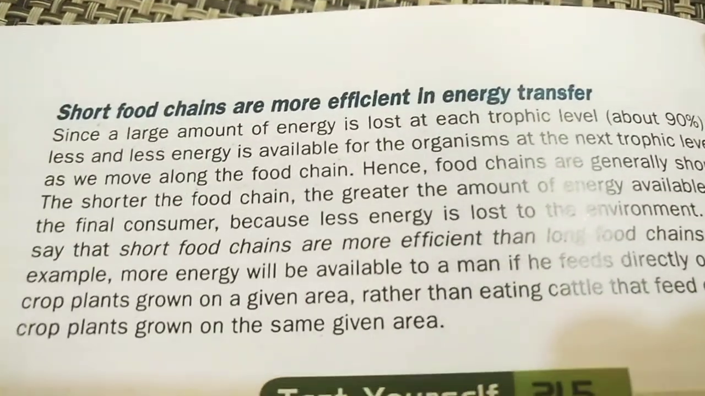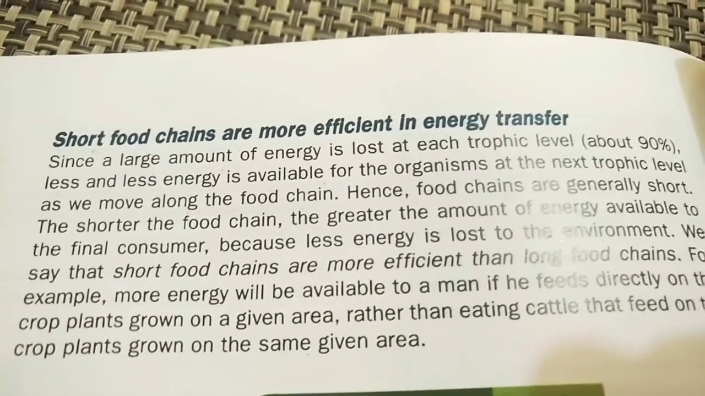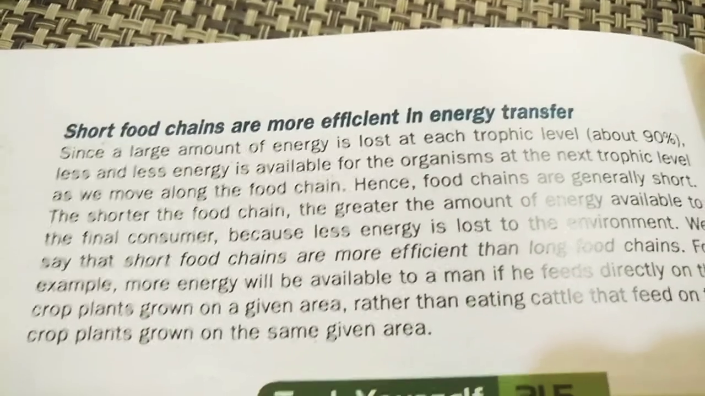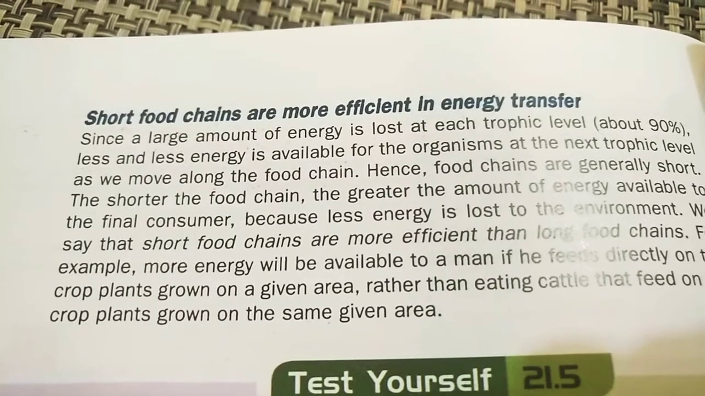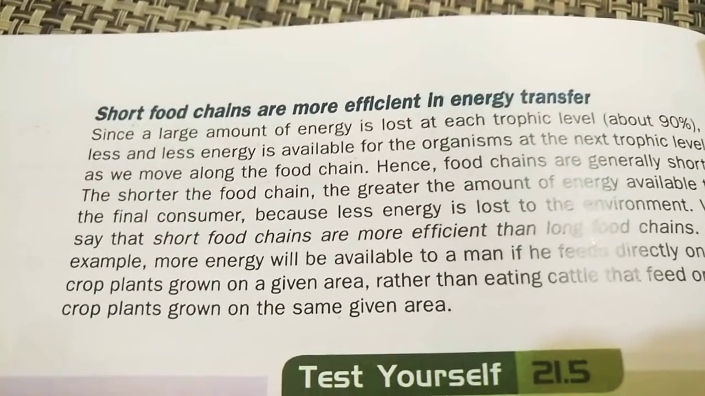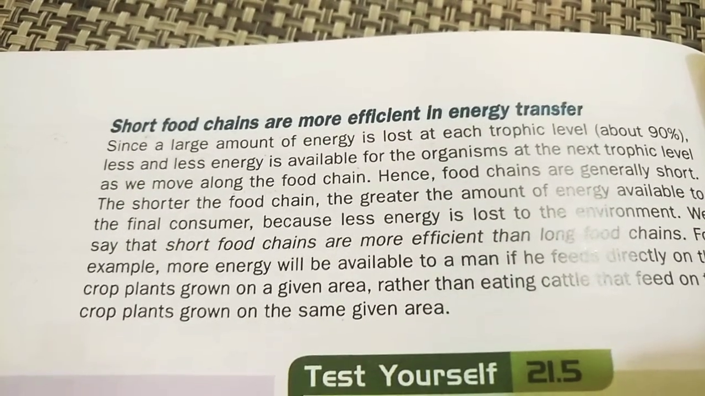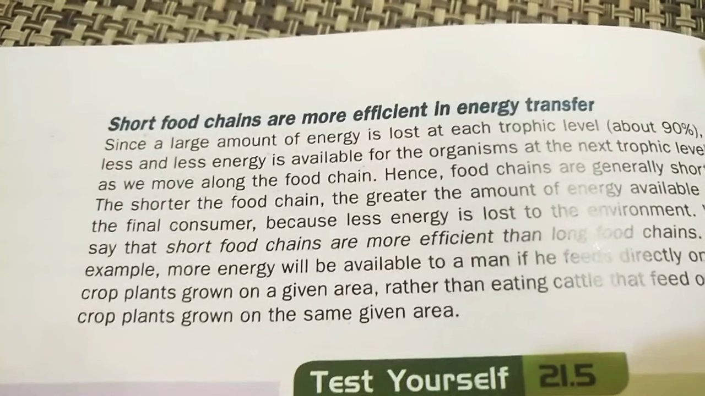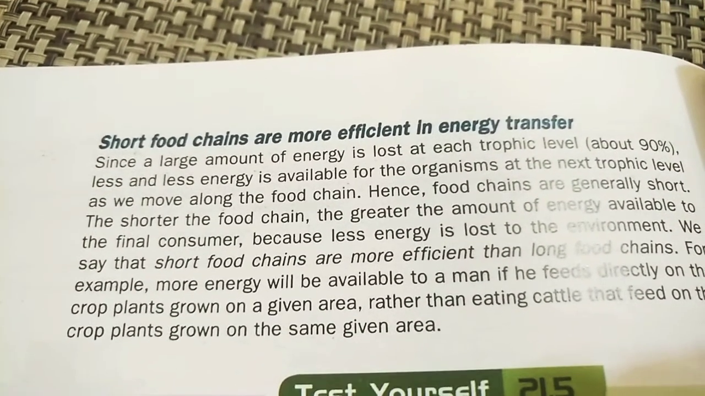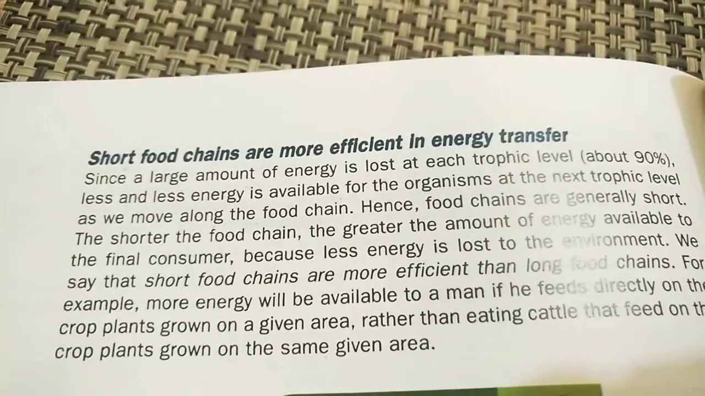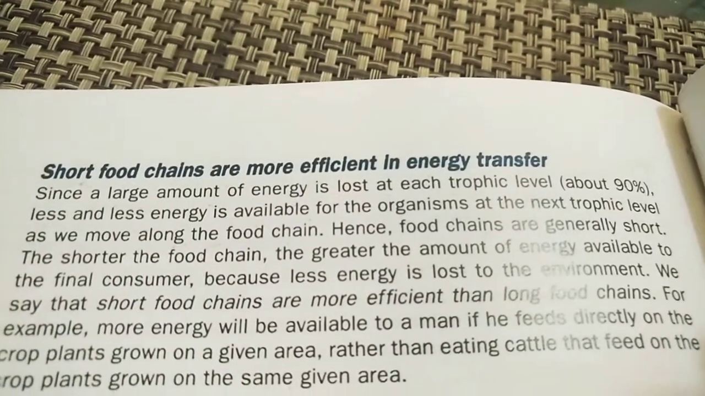Since a large amount of the energy is lost at each trophic level, about 90%. Half of the energy is being lost as heat from the organism's body. Half of the energy is being lost in other activities such as respiration, and some energy is lost in the death of the organisms. So less and less energy is available for the organism at the next trophic level as we move along the food chain. Hence, food chains are generally short.